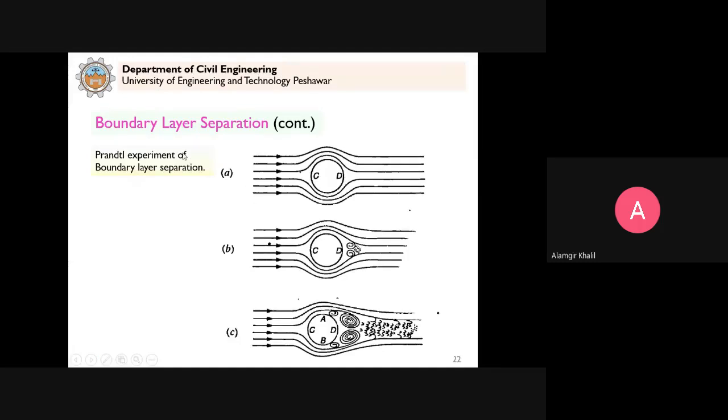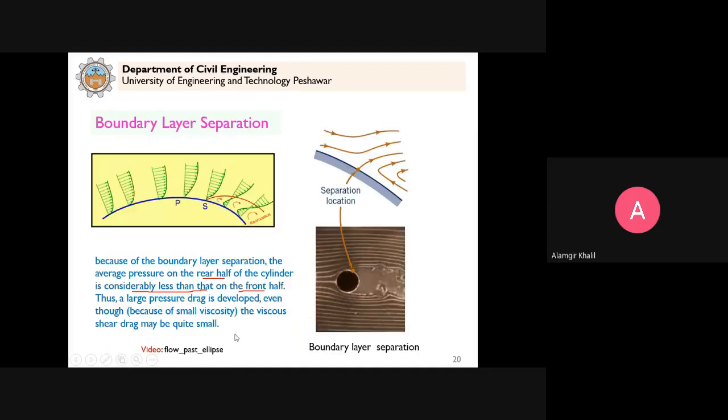Now, to see the boundary layer separation, Prandtl conducted an experiment. He placed a cylinder in a moving fluid, and when he increased the velocity in part B, you can see that separation has taken place. On further increasing the velocity, these vortices move upward, initially at D here, but now coming towards point A and point B. So this is how experimentally we can observe boundary layer separation, which I show you in this video also.